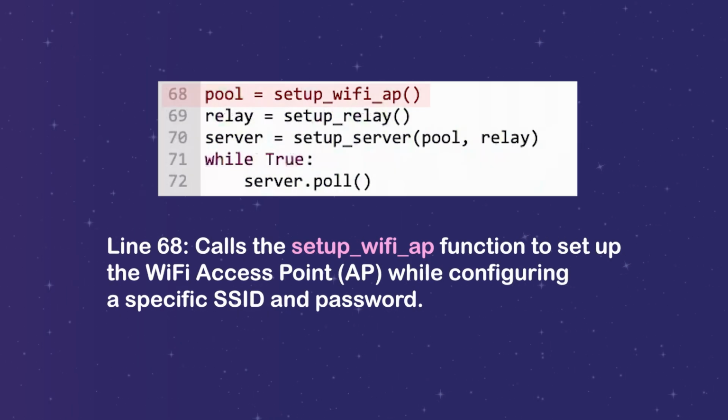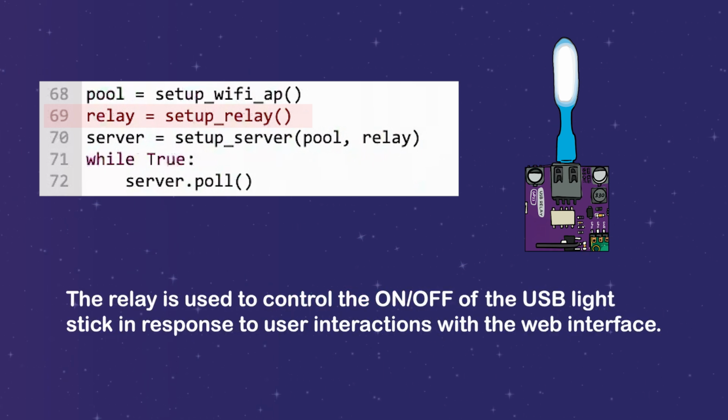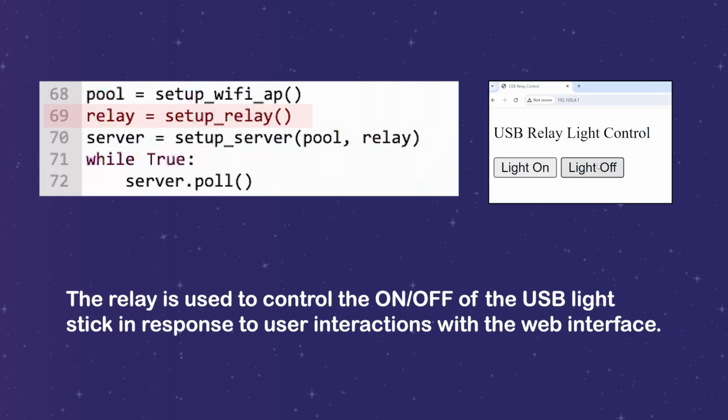Line 68 calls the setup Wi-Fi AP function to set up the Wi-Fi access point while configuring a specified SSID and password. Line 69 calls the setup relay function to set up a digital output pin GP22 to control the relay. The relay is used to control the on and off of the USB light stick in response to user interactions with the web interface.